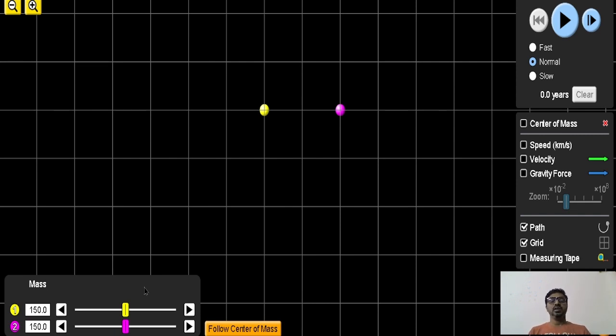Both the masses are separated over here by a large distance. I'll show the measuring distance here. In the grid that we have here, one side length is 1 astronomical unit. 1 astronomical unit is equal to the average separation between Earth and the Sun. So right now you see the separation between these two objects is twice the astronomical unit.